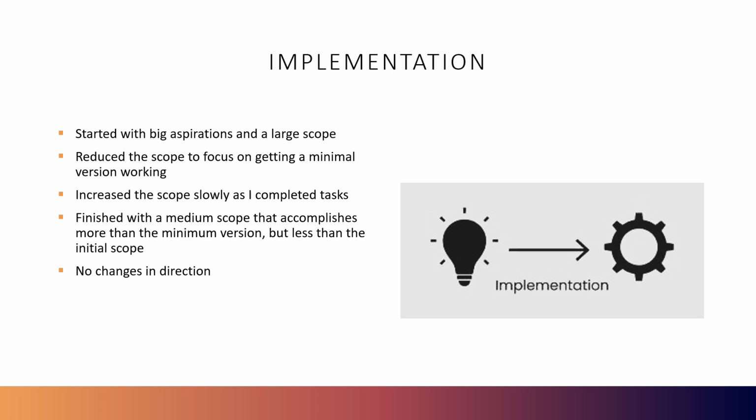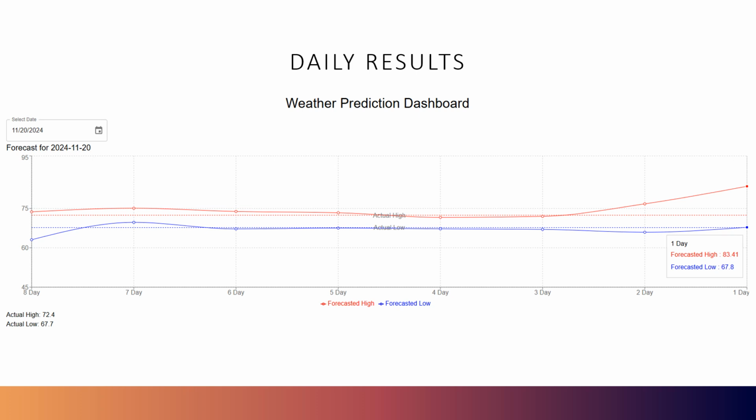I then finished with a medium scope that accomplished more than the minimum version, but less than the initial scope. So I don't have multiple cities, unfortunately, but I do have all the aggregate visualizations. Although there was a lot of change in scope during my implementation, there were no changes in direction. The next three slides will showcase the graphs from the project website, and I will go over the results and findings from each graph.